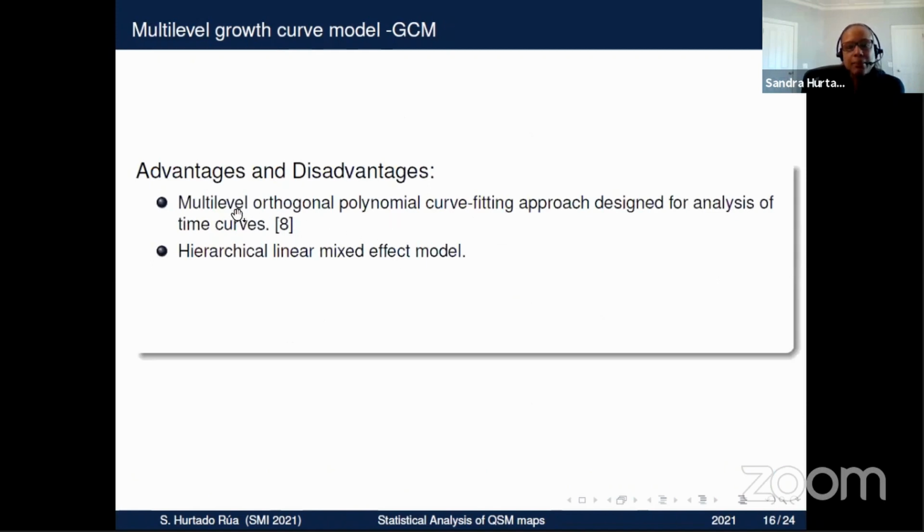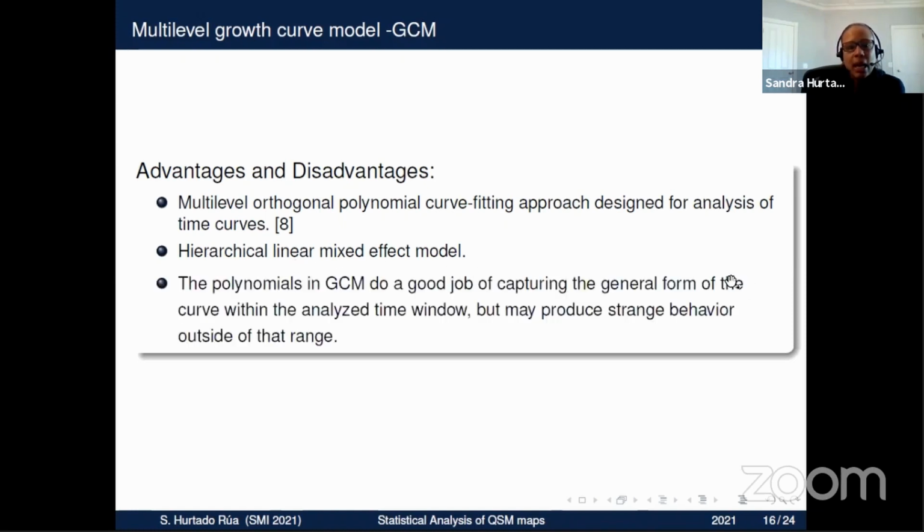The structure for the time was an orthogonal polynomial on time, especially designed for the time curve. It has a hierarchical mixed effect model, and they do a good job capturing the general form of the curve, but may produce very strange behavior when you are outside the range. So the interpretation is fine for interpolation, but at the ends you have to be careful. But in general, they are really, really flexible models.